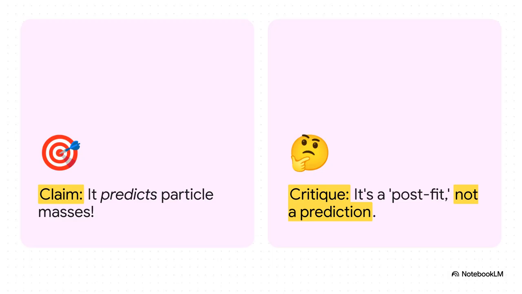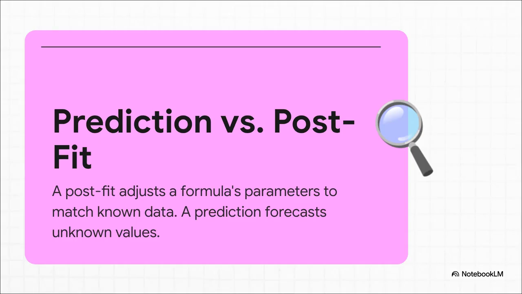The very first domino to fall was that massive claim about predicting particle masses. The experts on Reddit took one look at the math and immediately saw the problem. The paper wasn't predicting anything. It was doing something called a post-fit. So what does that mean? Well, it turns out the formula in the paper had a bunch of knobs you could turn, these free parameters. And the Redditors figured out that the author had simply twisted those knobs until the formula's answer perfectly matched the particle masses we already knew.